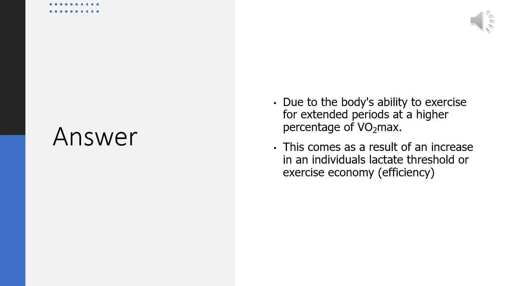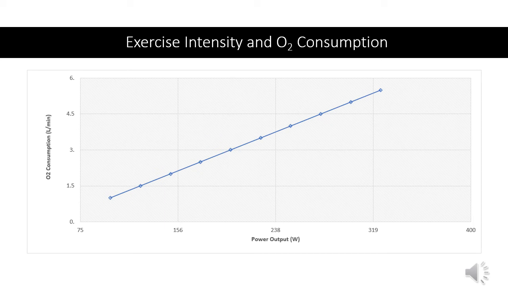Just to reiterate guys, just like that heart rate and exercise intensity graph, as exercise intensity goes up, our heart rate will go up, but also our oxygen consumption will go up. So remember, our heart rate goes up because it's trying to increase the supply of O2 to the working tissues that need it. So it's a linear relationship until we hit that plateau.